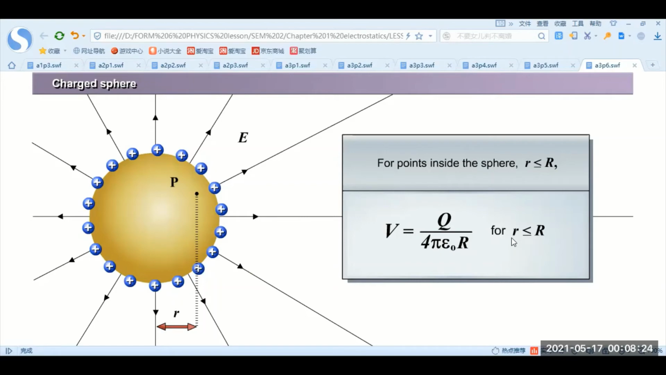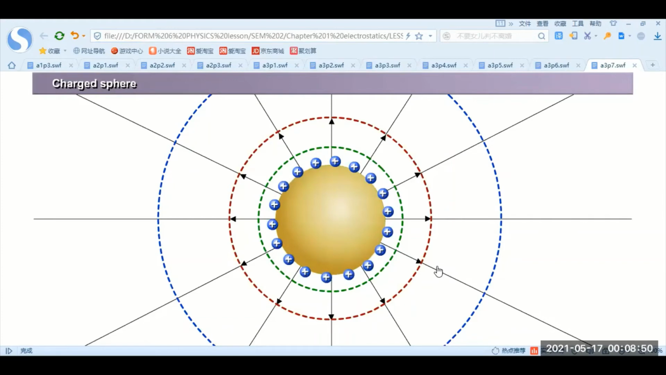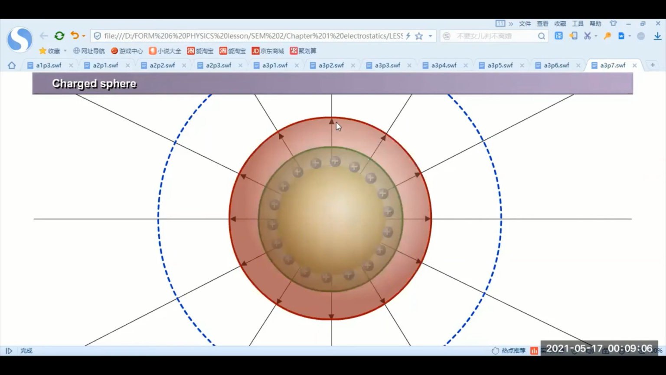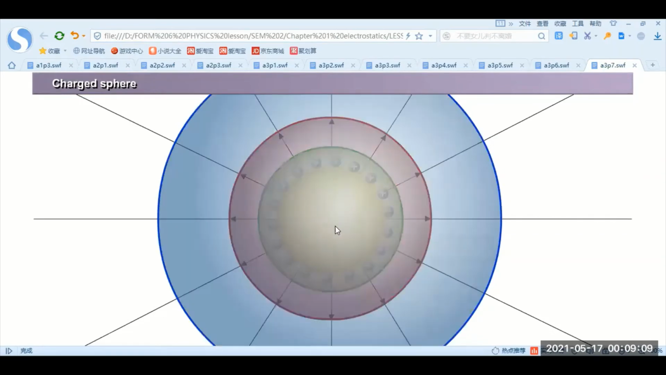If r, the actual distance, is less than the radius of the sphere, we use the electric potential equal to Q over 4 pi epsilon R, the actual radius of the sphere. As a result, from the combination of the two concepts, we notice that, first, for a positive charged sphere, what happened? The green, red, and blue colors each have their own equal potential.